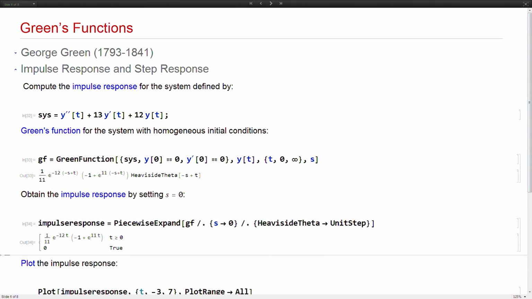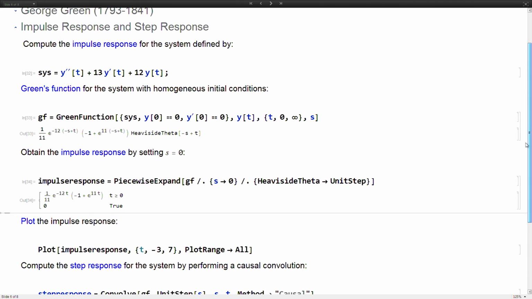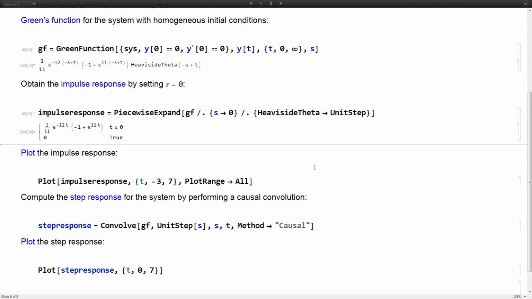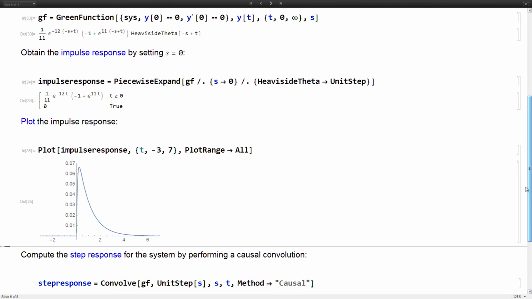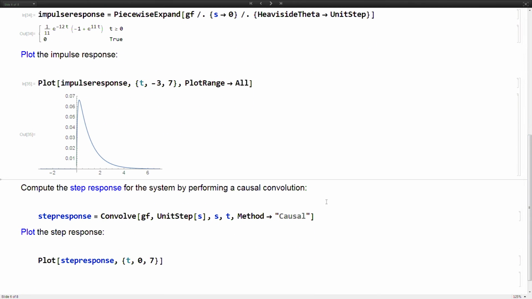There you are. That's the impulse response. You can convolve it with a unit step function to get the step response.